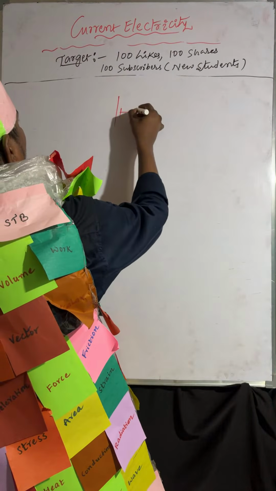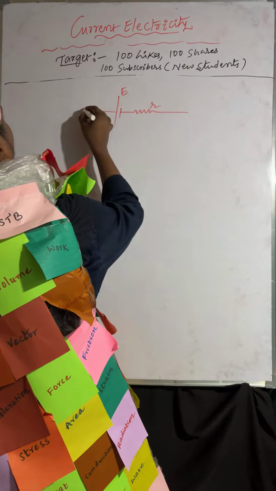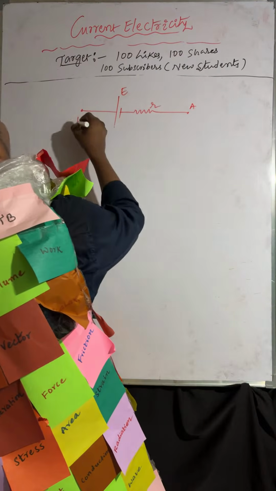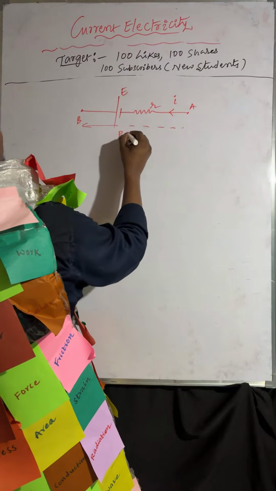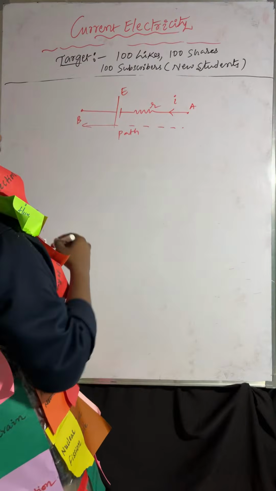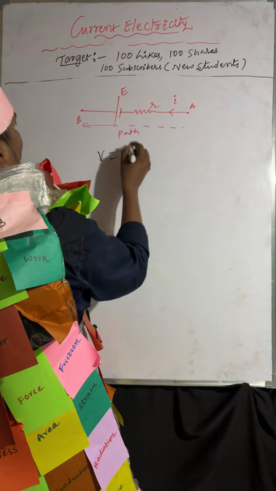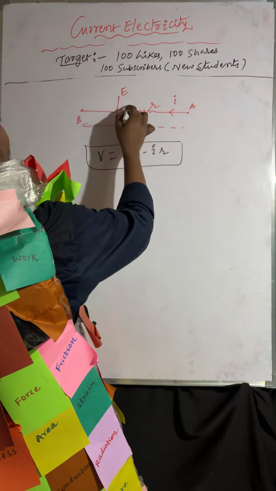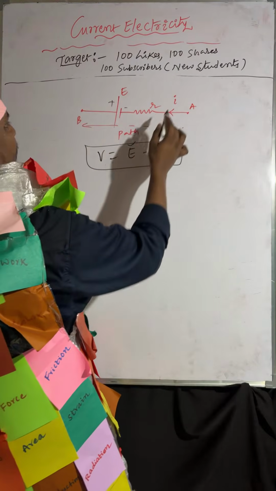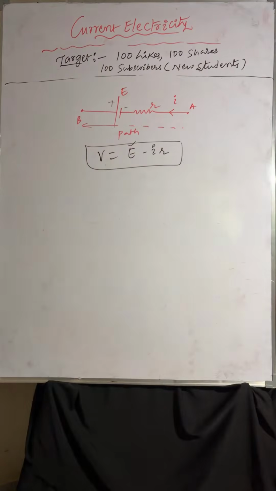So I am taking the cell. This is the internal resistance R, and this is the EMF E. I am taking points A, B, and this is the current direction. You are moving along the path, along the current direction. So with internal resistance R and EMF E, the potential equals E minus IR. Is it correct or not? Moving from negative to positive, the EMF is positive, and along the current direction there is a voltage drop, so the IR term is negative.